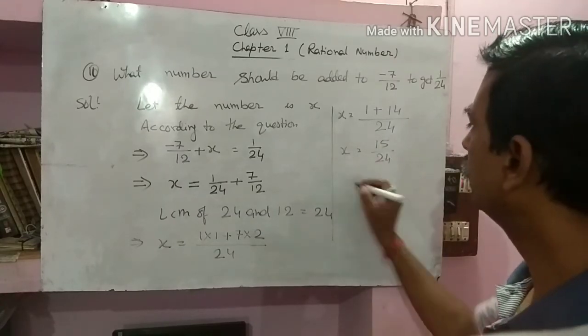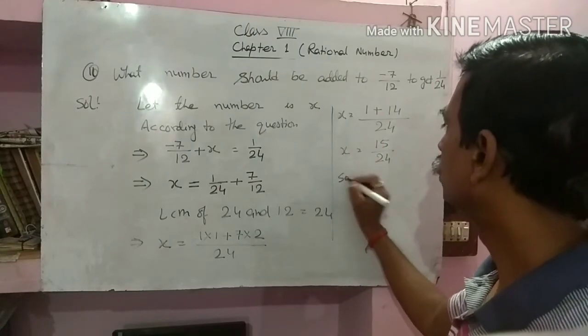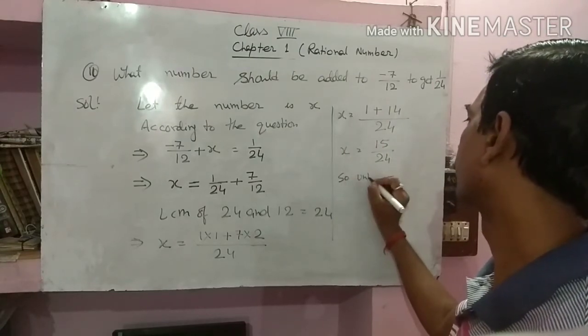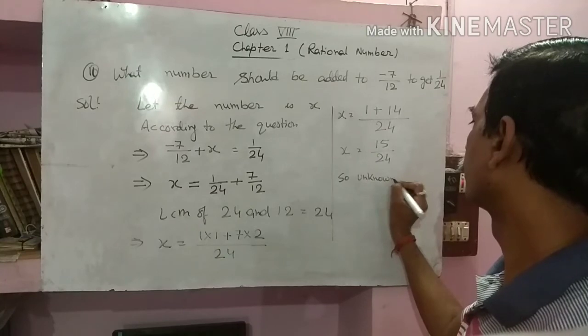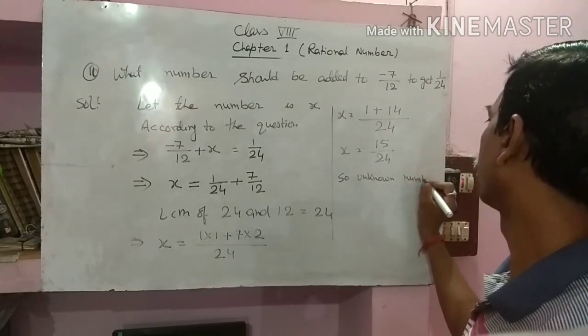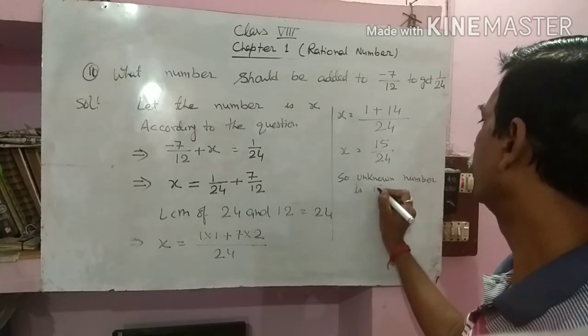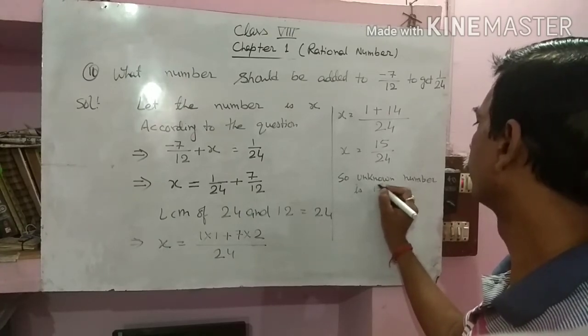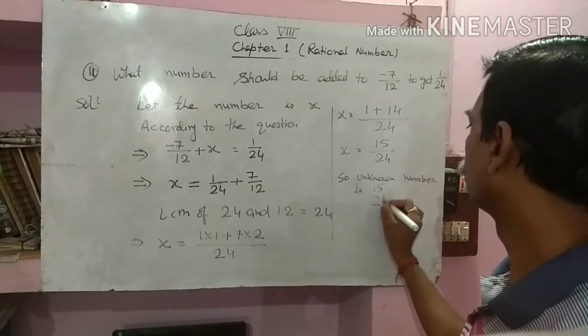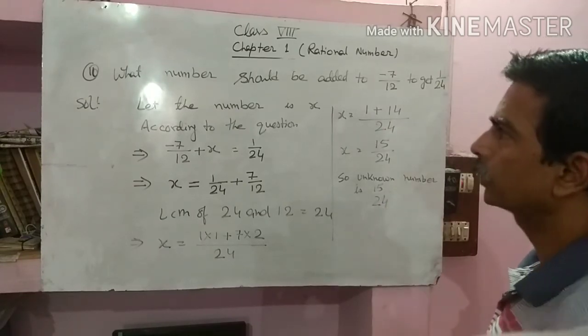So the unknown number is 15 by 24. So solve the rest of the questions.